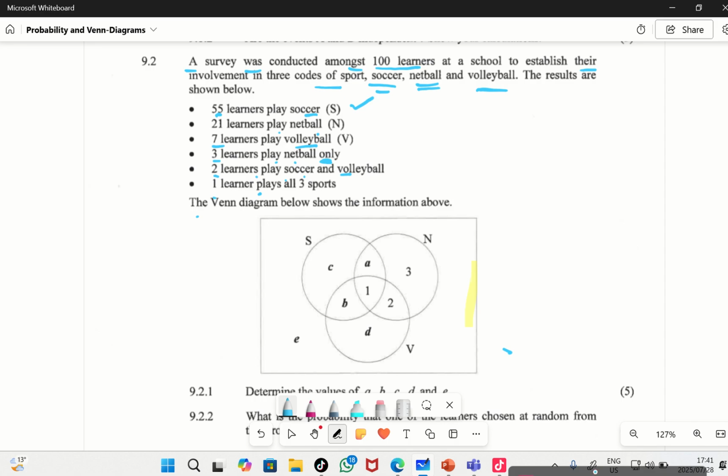Now, let us connect this given information with the Venn diagram. How to connect this information in the Venn diagram is you must always start with the intersections. So that is, I mean these things, where you have the number of learners who do all sports, soccer, netball, and volleyball at the same time. You start there, and also the smaller intersections. You look at the number of learners who do both soccer and volleyball. You also look at this intersection, this one, which means the number of learners doing volleyball and soccer at the same time.